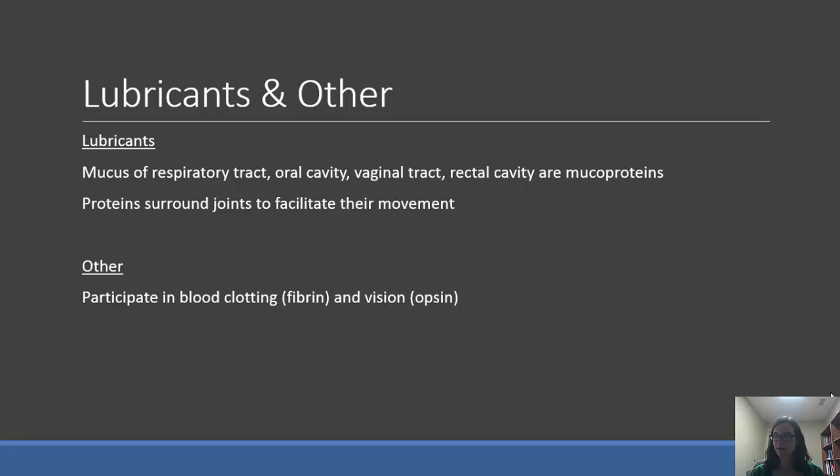Okay, and then proteins can be used as lubricants, such as the case with our mucoproteins that are a component of our mucus. And there are also proteins that surround our joints and help facilitate the movement of our joints. Another function of proteins is that they participate in blood clotting, as in the molecule fibrin, and also in our vision. Oh, and I should say the mucoprotein that we find in mucus is a conjugated protein that contains hexosamine.